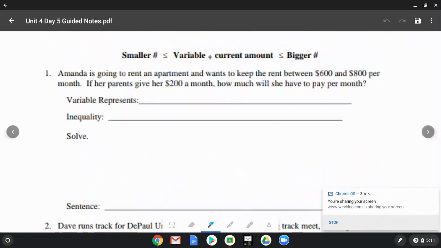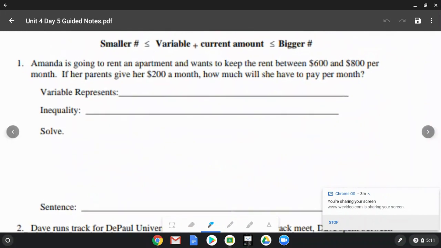So now we have this first one, and the setup is right up here. Kind of reminds you on this page, which is nice. It says Amanda is going to rent an apartment and wants to keep the rent between $600 and $800 per month. That sounds pretty good. That's a good amount. If her parents give her $200, how much will she have to pay herself? So the variable is always what we're looking for. In this case, what's that last sentence ask? Well, it asks how much she's going to have to pay herself. So we'll say that x is the amount, what was her name? Amanda has to pay, right?